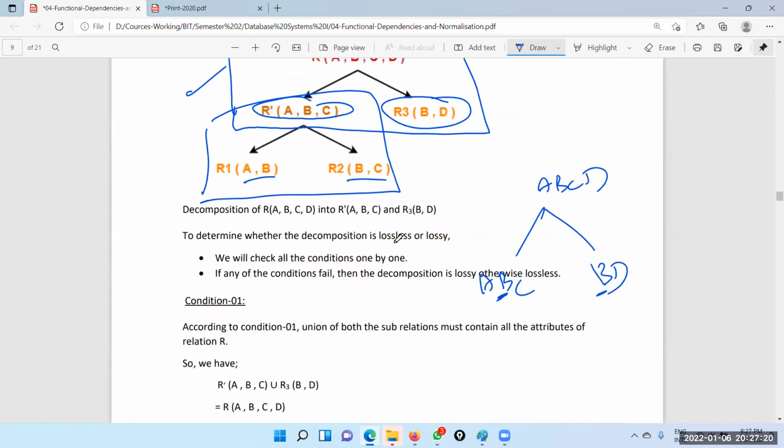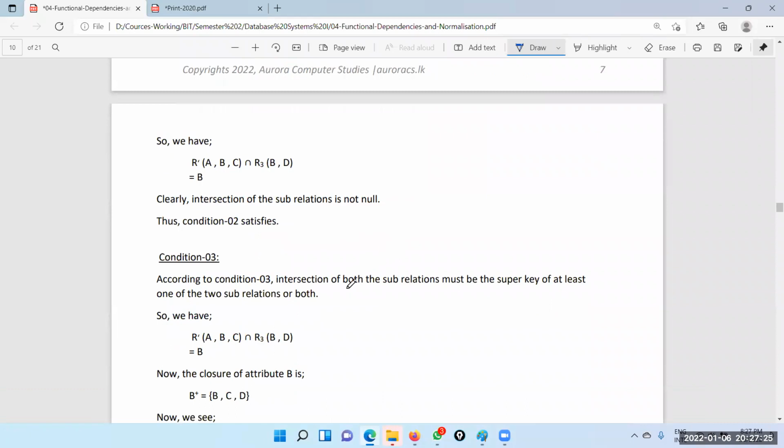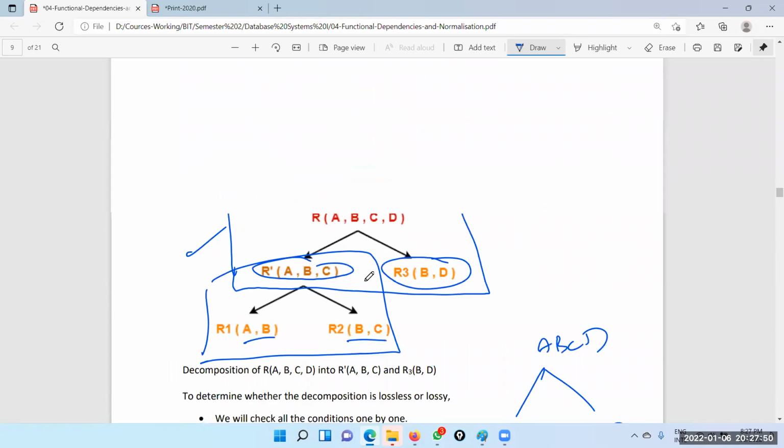Then the third condition says, condition C, the intersection of both the sub relations must be a super key of at least one of the two sub relations or both. So the intersection of both the sub relations must be the super key of at least one of the two sub relations or both.